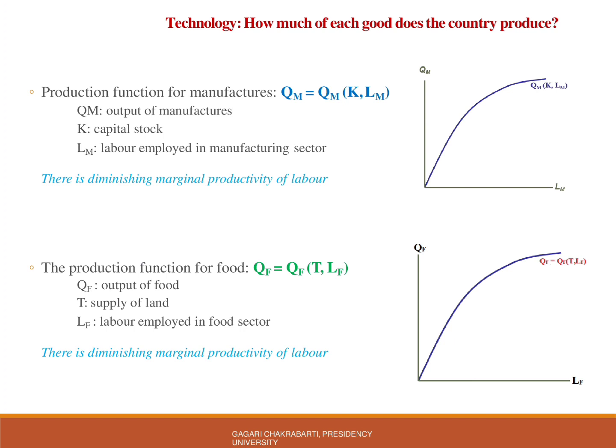Similarly, we consider the production function for food, which is described as QF equals QF of T and LF. Here T is the supply of land and LF is the labor employed in the food sector. On the bottom right-hand side picture, we consider the total product of the food producing sector. As LF increases, QF will increase, but there will be diminishing marginal productivity of labor. So we have seen how the marginal productivity of labor behaves in the two sectors.